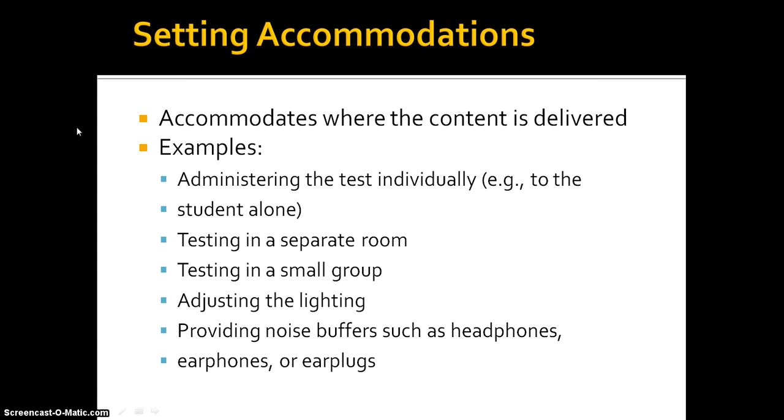Another type of accommodation is setting. This is where the student is doing their learning or showing what they know. So if they're taking a test, they can go take the test in another classroom or somewhere where it's quieter, with less distractions. Sometimes students need lighting adjusted. They may need noise buffers such as headphones, earphones, earplugs.